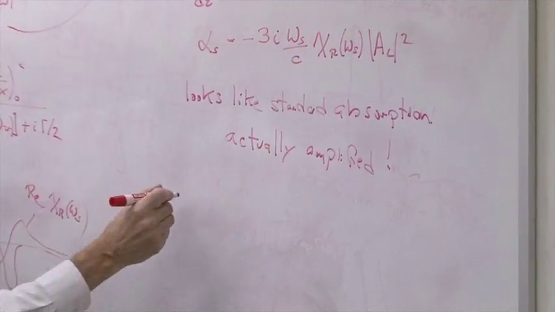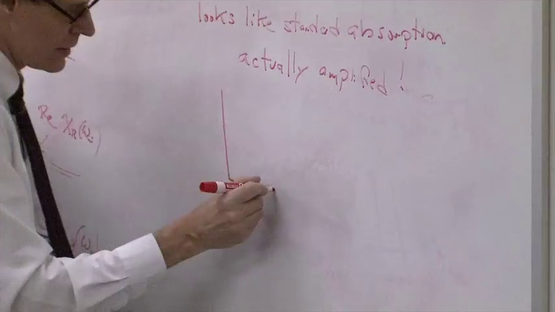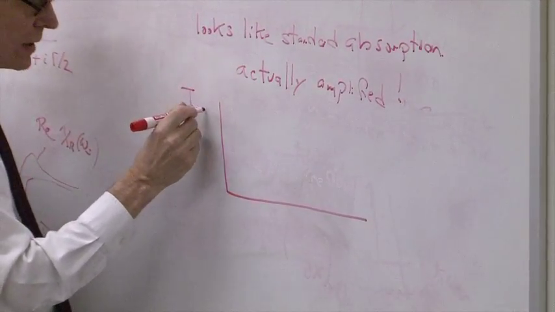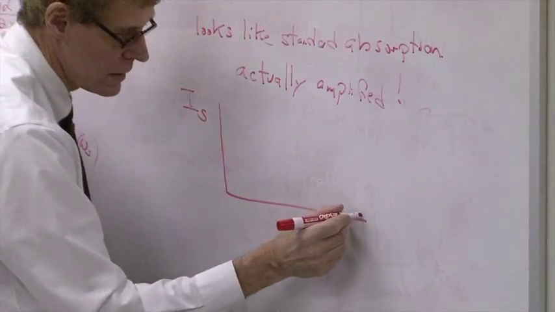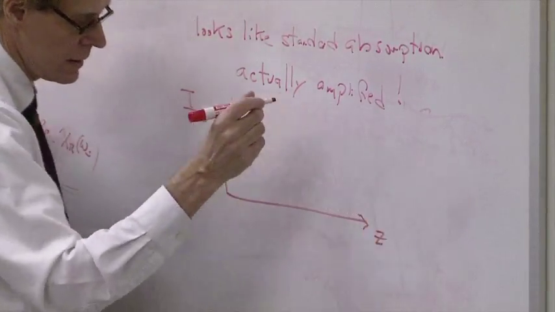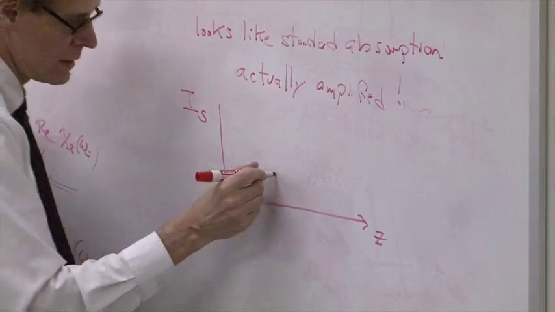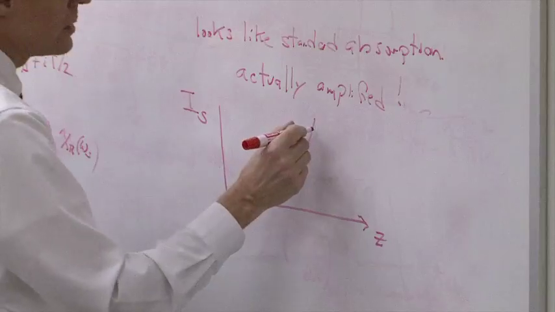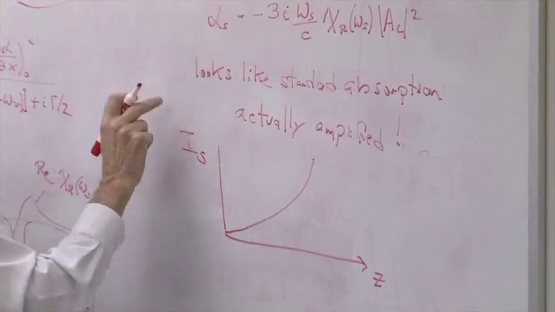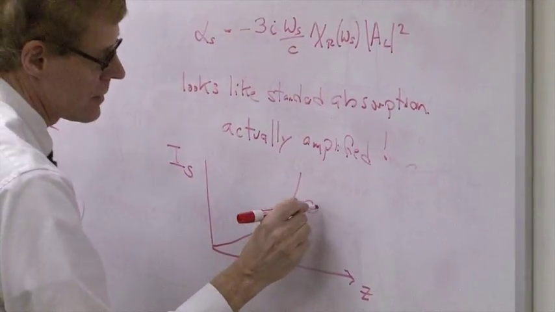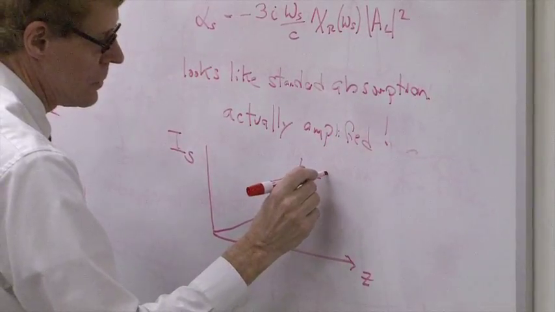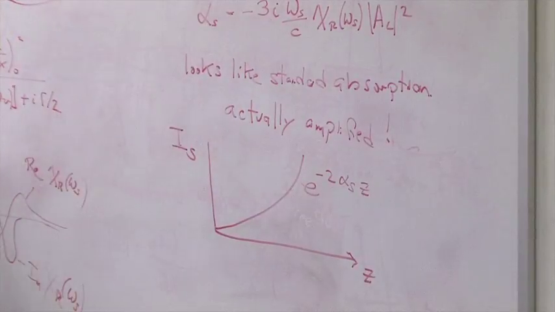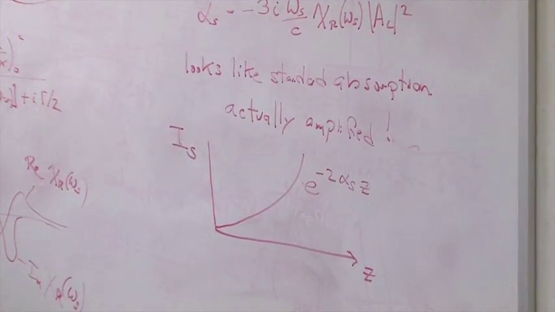So this justifies the statement that I made at the beginning of the lecture, that if you plot the Stokes intensity as a function of z, it's going to see amplification at a rate. Well, this was the amplitude, this is intensity. So I guess this goes like e to the 2 alpha Stokes z, something like this.